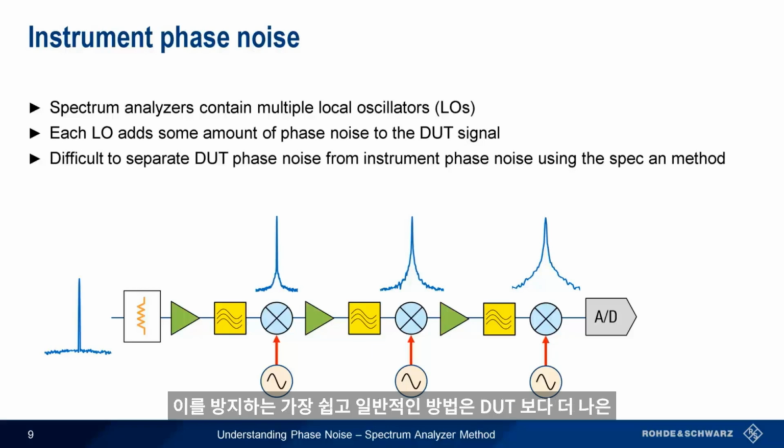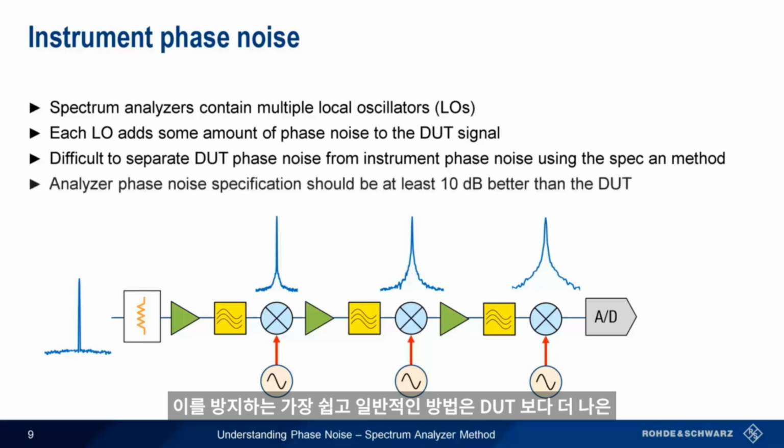The easiest and most common way of avoiding this issue is to ensure that the analyzer has better phase noise specifications than the device under test. At least 10 dB better is a good place to start, but the larger the margin, the more accurate the phase noise results.